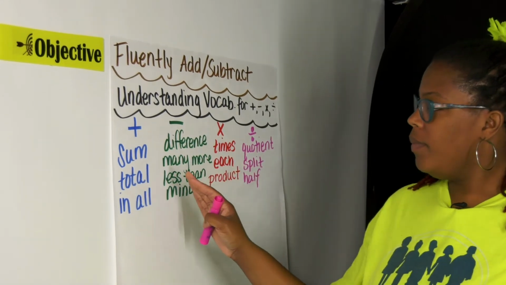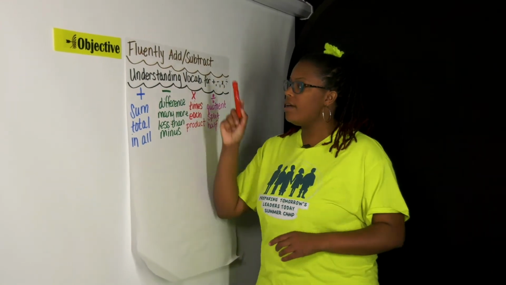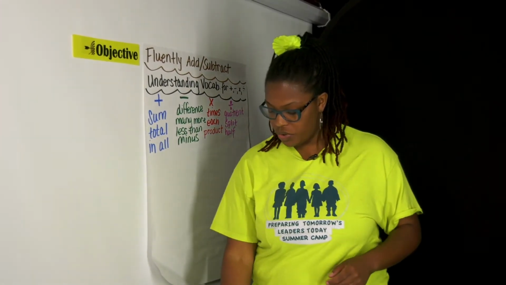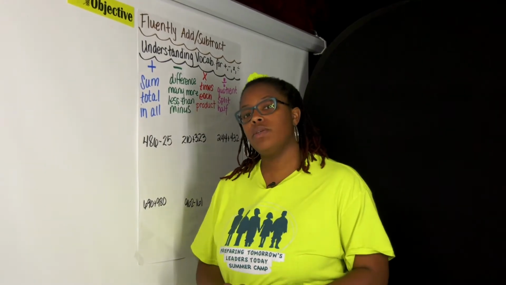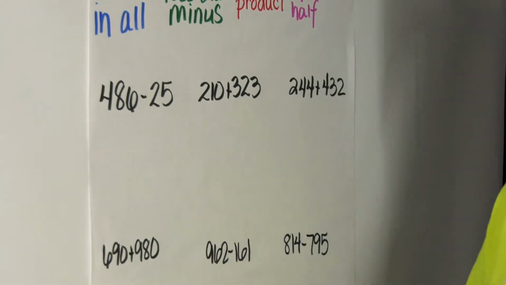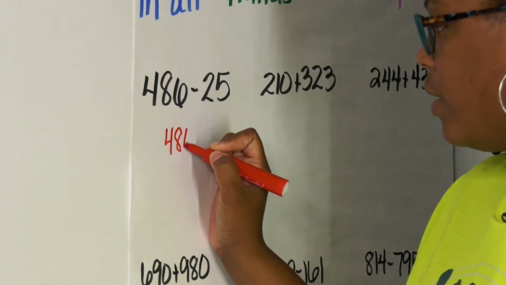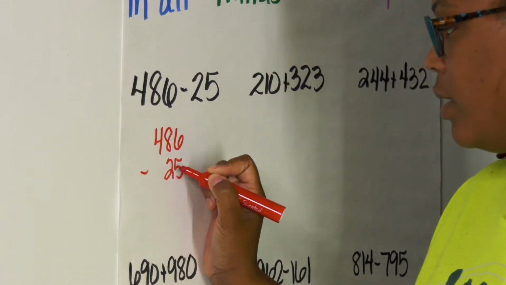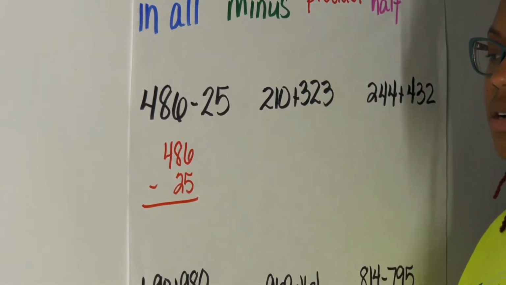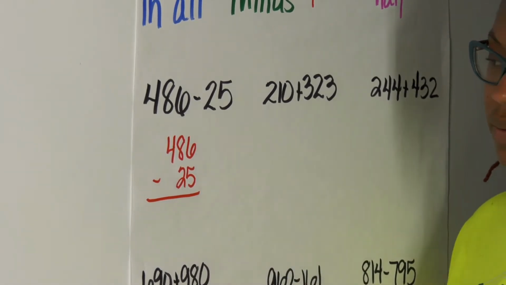So now that you know our terms, we want to practice how to fluently add or subtract. All right, so now we are going to practice fluently adding and subtracting numbers. So I have 6 examples, and make sure you have out your paper and pencils or your journals. And we're going to start with the subtraction. 486 minus 25. So remember, please line up your numbers in the correct place values. 486 and 25 will go to the left, farthest to the left.